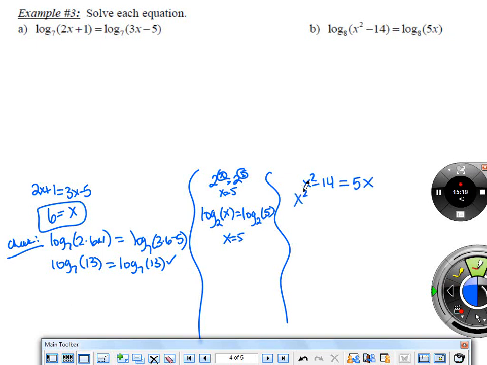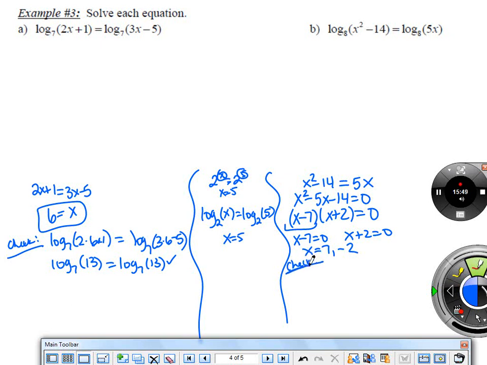This happens to be a quadratic. Please remember these skills. So we're going to move everything to one side of the equation, and we can factor or use the quadratic formula. This looks pretty factorable to me pretty quickly. So I'm going to go ahead and do that. I'm going to set each factor equal to 0 because of the zero product property. And I'm going to have two possible solutions, 7 and negative 2. Again, I want to check because logarithmic functions have domain restrictions. So when I plug in 7, let's see how this looks.